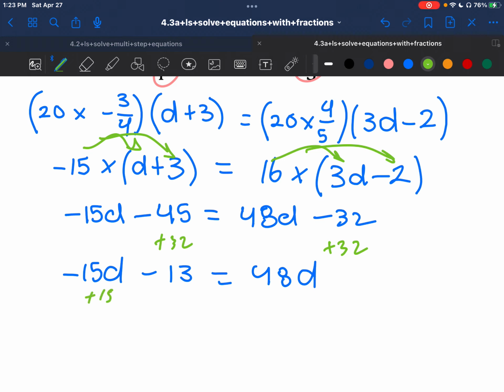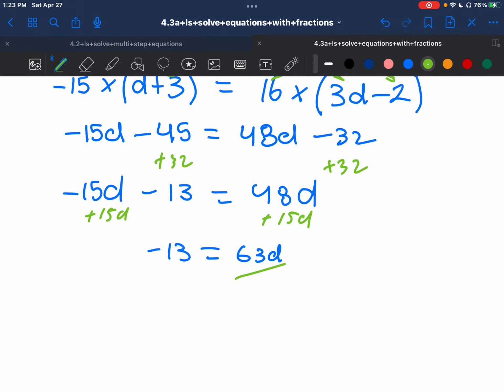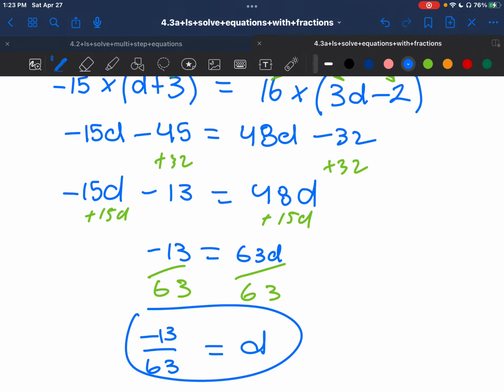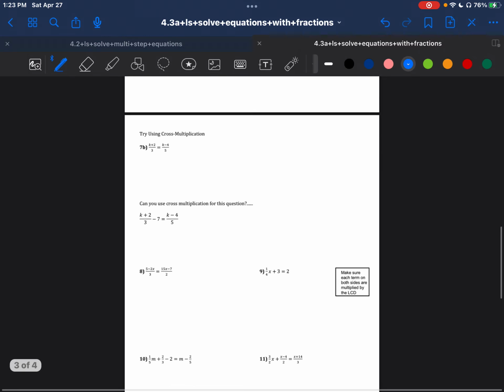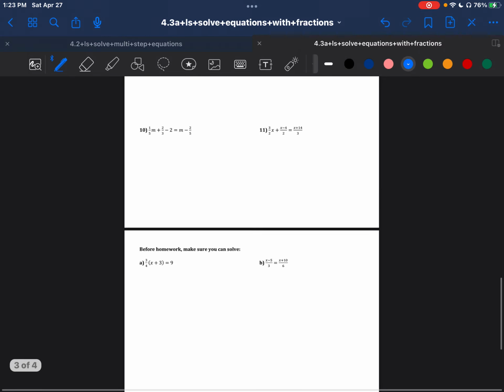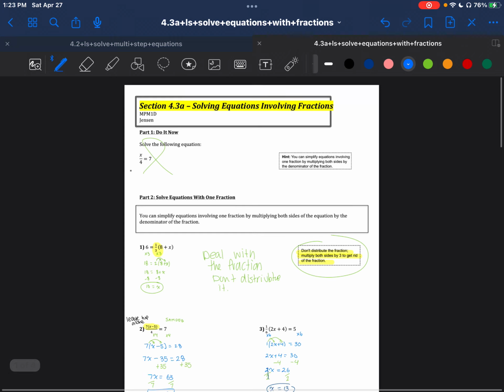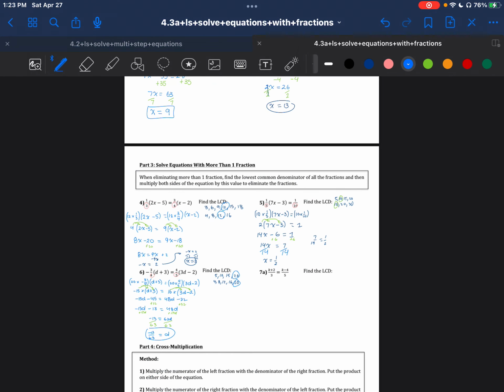So then we're going to have negative 15d, negative 45 plus 32 is negative 13, equals 48d, and then let's plus 15d, plus 15d. So 48 plus 15 is going to give us 63. And now we can divide by 63, and then negative 13 divided by 63 equals d. There we go. That was good. Okay. So now we have cross multiplication, but I think we might do this in another video because this is a lot to take in for now.